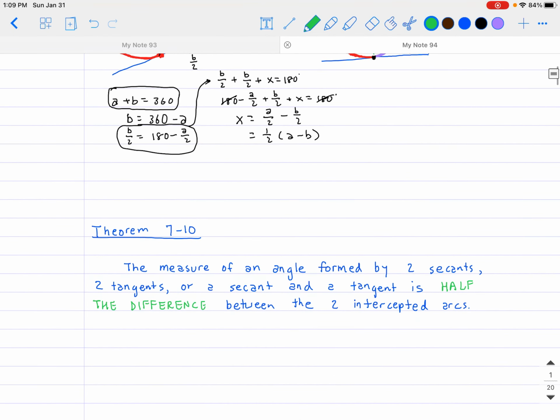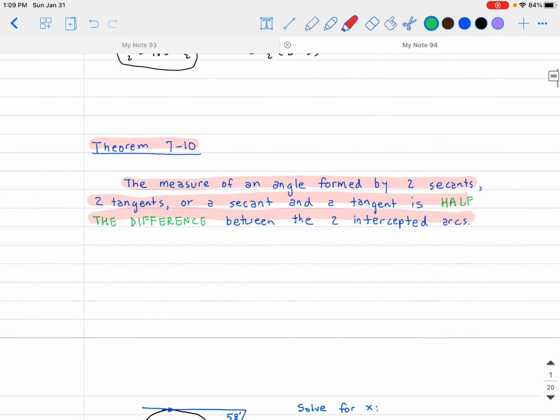All right, so in conclusion, all of this is actually one single theorem. The theorem itself, which is 710 right here, says that the measurement of an angle formed by either two secants, two tangents, or a secant and a tangent is half the difference between the two intercepted arcs. And so that is, I guess, the entire theorem for everything over here, okay?